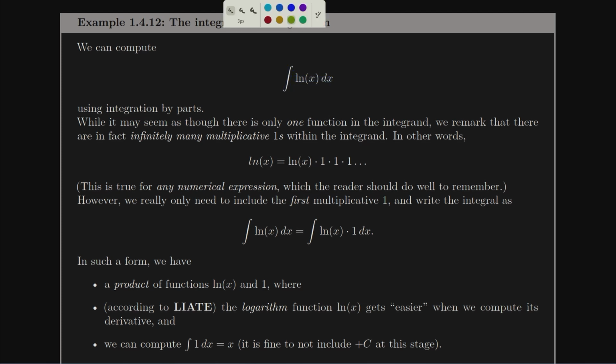But what's really weird is that there's no product of functions here. And when I say there's no product of functions, how in the world am I supposed to use integration by parts, also known as the product rule for integration? Well, it's because there is a product of functions. All the time when we write something down in math, not just when we're trying to do some fancy integration by parts, there are actually always infinitely many multiplicative ones. Against any mathematical, I guess technically numerical expression that we write down, you can put infinitely many, technically arbitrarily finitely many multiplications by 1 against that object.